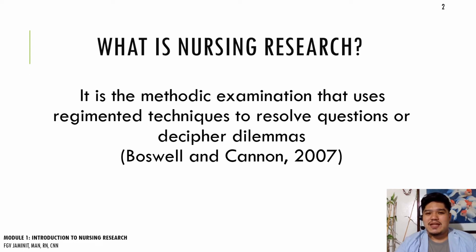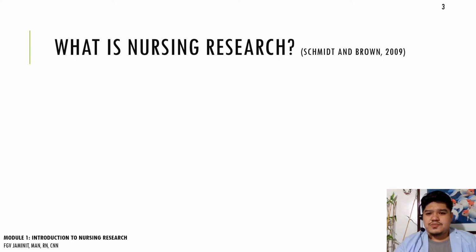According to Boswell and Cannon in 2007, it is a methodic examination that uses regimented techniques to resolve questions or decipher dilemmas. So take note that nursing research is not only used to answer questions but also to identify problems. Schmidt and Brown in 2009 defined nursing research as a systematic approach with a quality of replicability. System and order are the key features associated with nursing research. Research is associated with theory development.